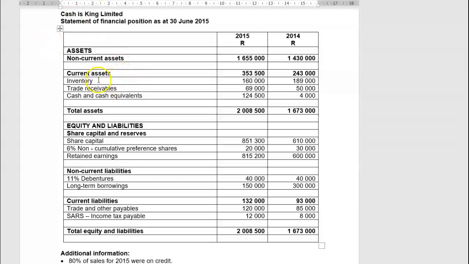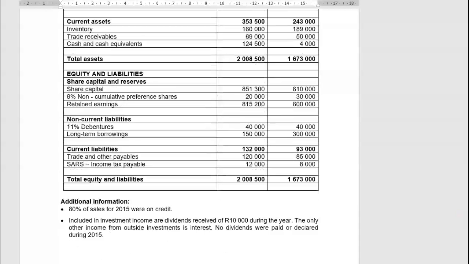Okay, then current assets, we had inventory, trade receivables, cash and cash equivalents, and we had share capital, 6% non-cumulative preference shares, retained earnings. You can see there was a movement. 11% debentures, that stayed the same. Long-term borrowings, there's quite a movement. Trade and other payables, SARS income tax payable. No shareholders for dividends. Do you see that?